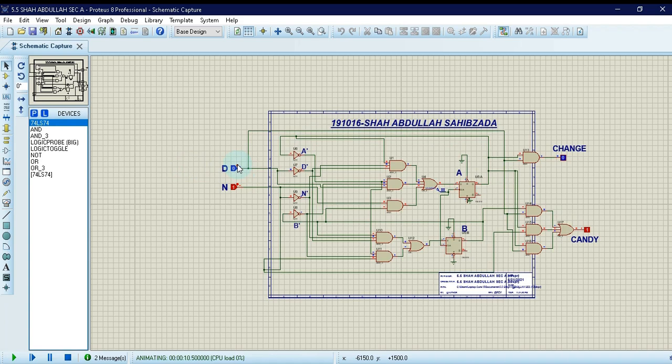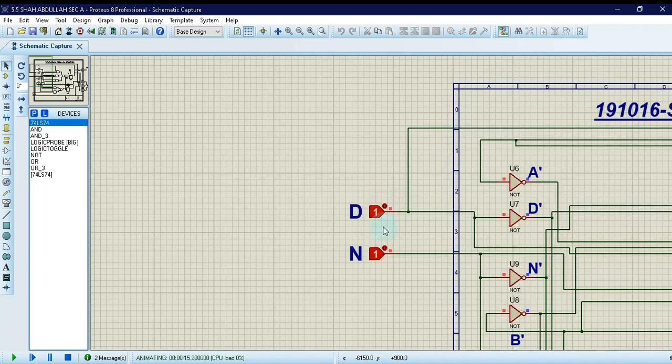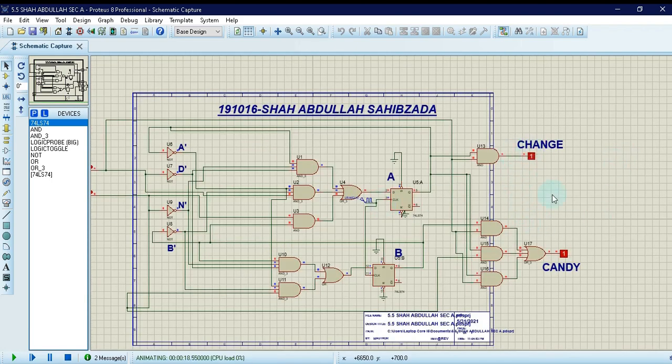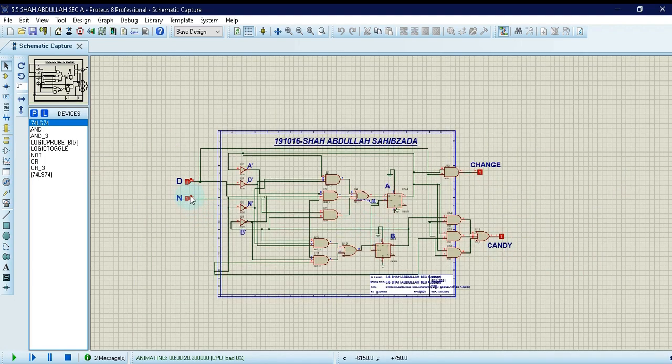As following our specifications, when both of our inputs are 1, then they are giving us change and the candy. So here we can see when D is reset, it will give us change and the candy. And when both of our inputs are off, then it will give us nothing. And when only nickels are applied, then it will give us candy. And when only dimes are applied, then it will give us change and candy.